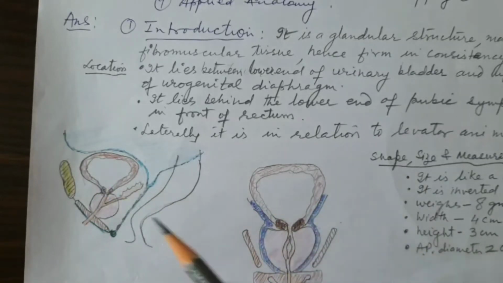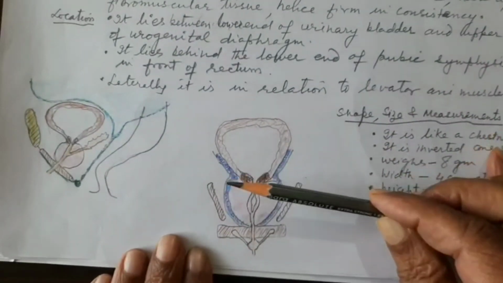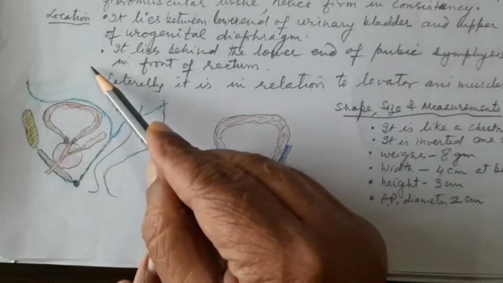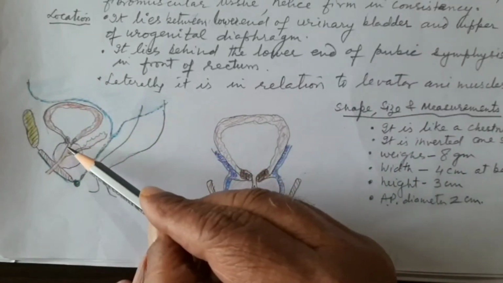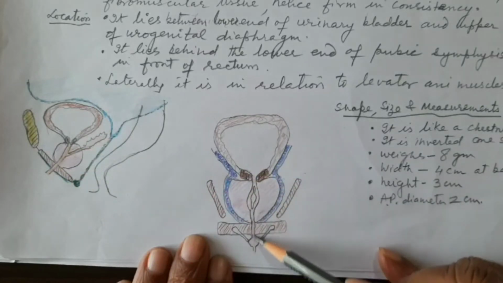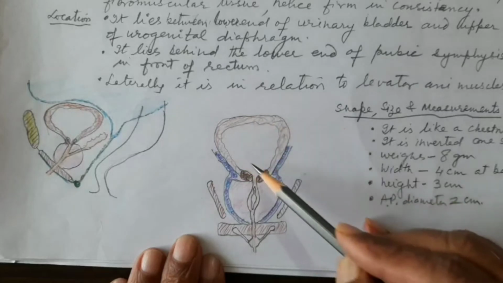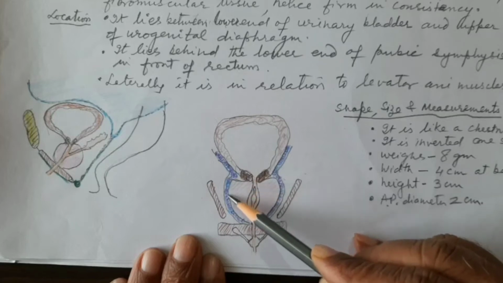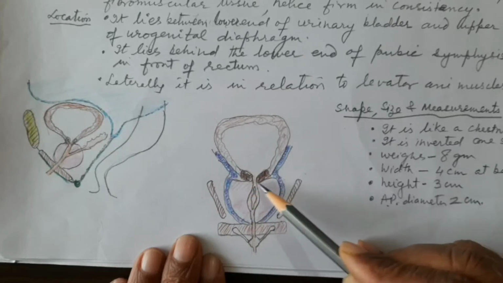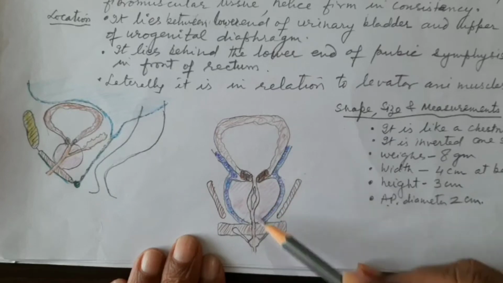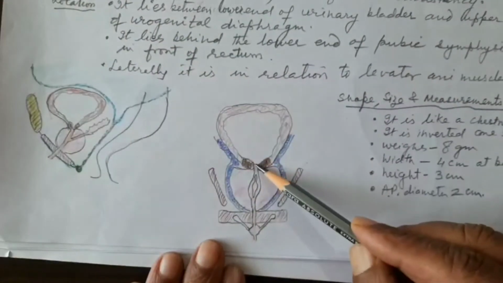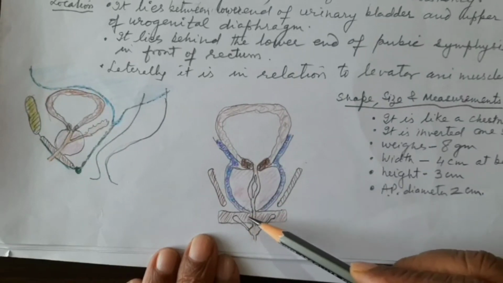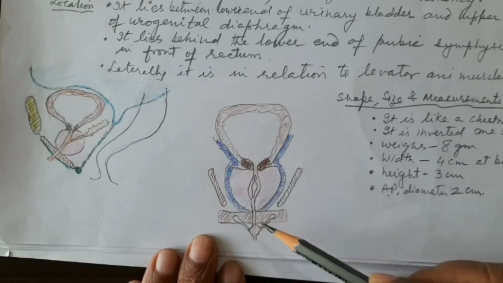Now this was a mid-sagittal section, and here the section you are seeing is the coronal section. That means it is passing exactly through the prostatic urethra. So this is the urinary bladder, the triangular neck of the bladder, the sphincter of the bladder is here, and this is the conical prostate gland, and in the midline is the urethra, the prostatic urethra, through which the urine will pass. Then this is the same urogenital diaphragm, with the sphincter urethrae muscle covering the urethra.